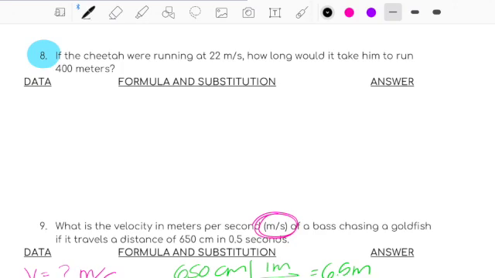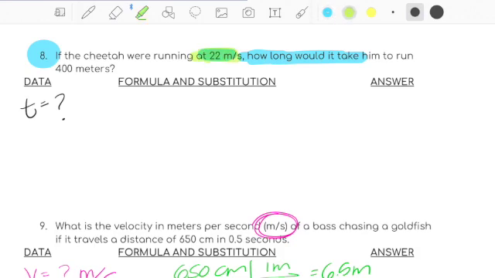Okay? Now let's move to this type of problem. It says, if a cheetah were running at 22 meters per second, how long would it take him to run 400 meters? So the word how is your clue word to know what we're searching for. So how long would it take? It means that we're searching for time. Now, if you're not sure what you're looking for, just highlight all of the data that they're giving you. In this case, we have 22 meters per second and 400 meters. So let's say I didn't understand how long would it take. I don't know what they're talking about.